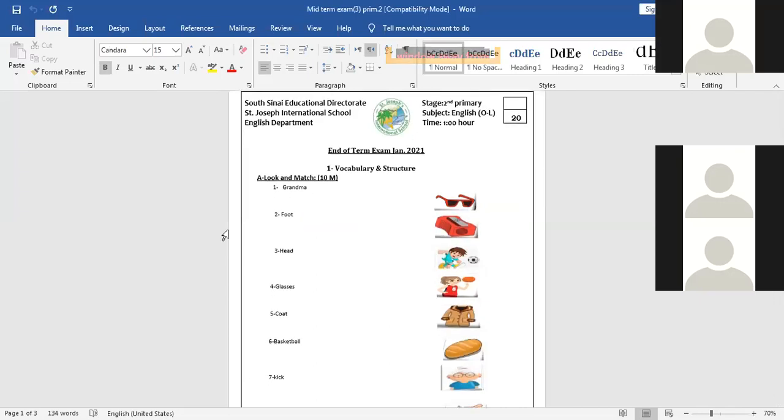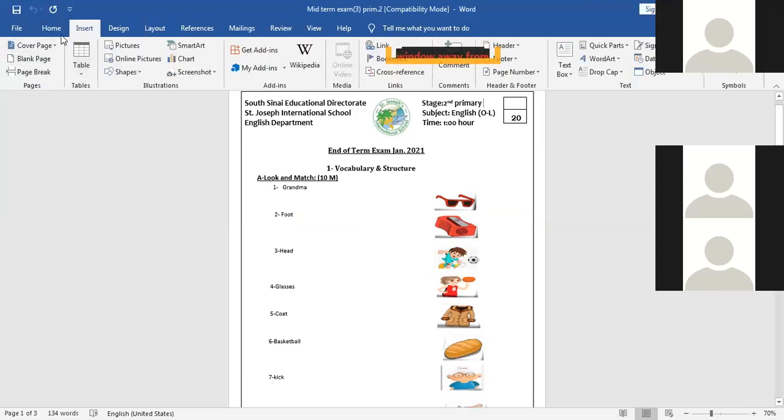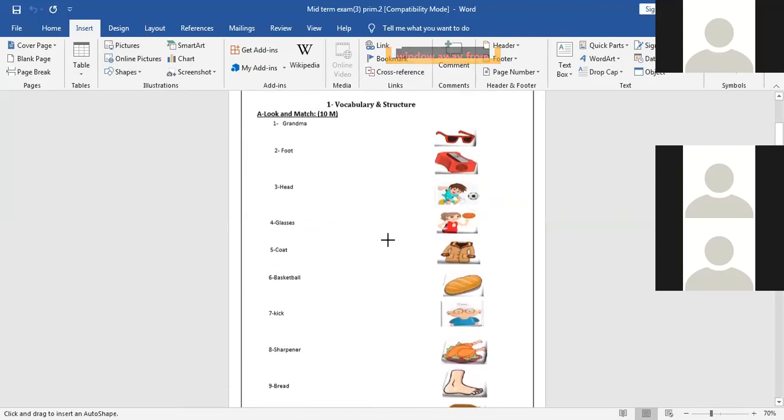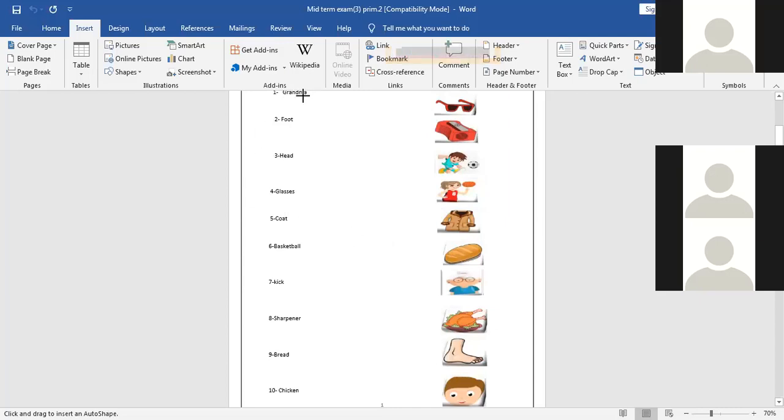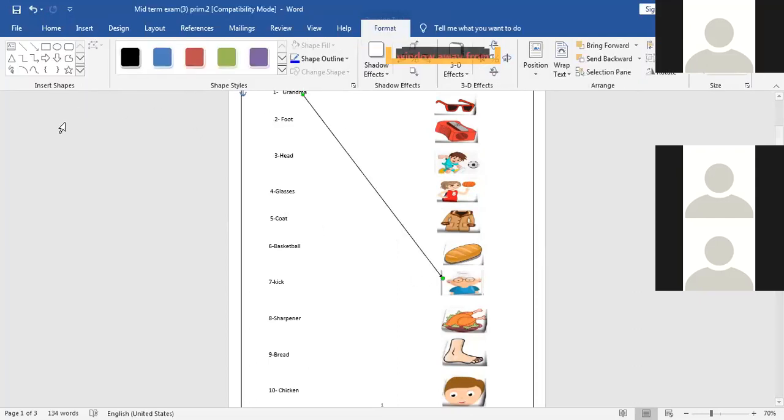We start with Sinin. Sinin, can you hear me? Yes. Sinin, what is this word? Grandma. So with which picture should I match? Number 7. Thank you so much.